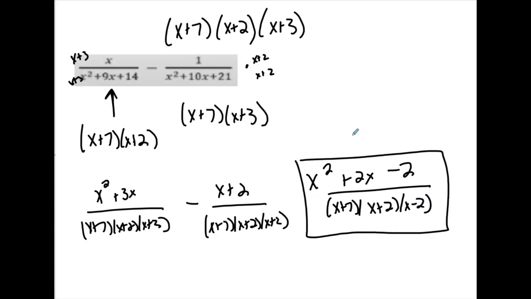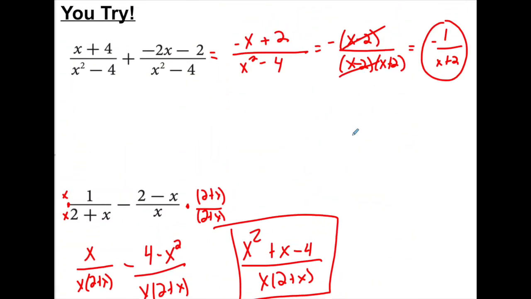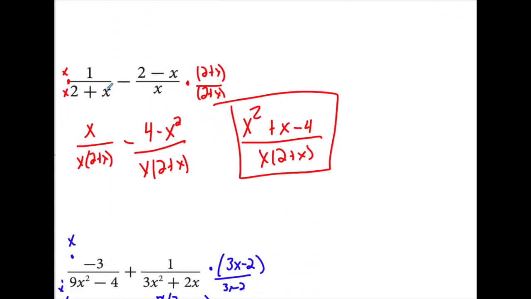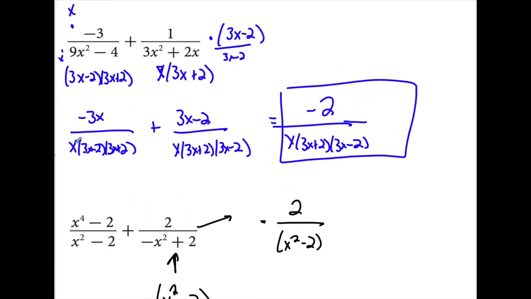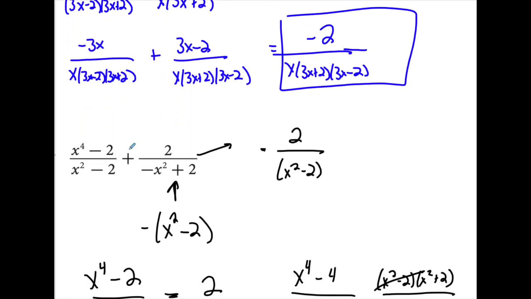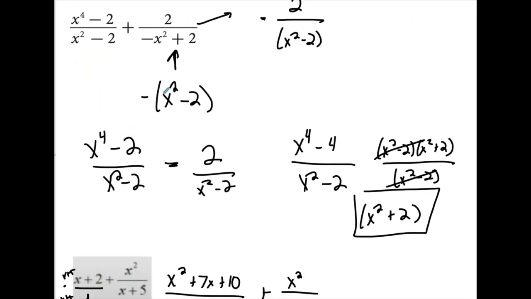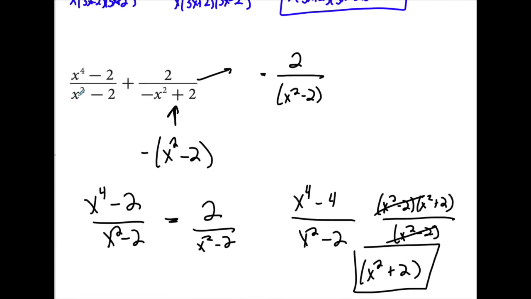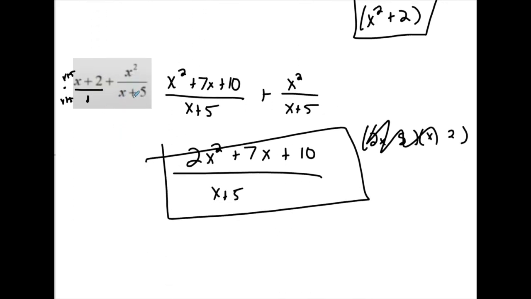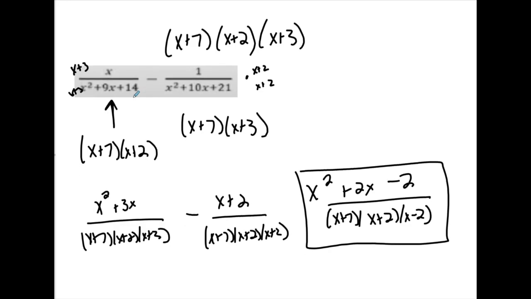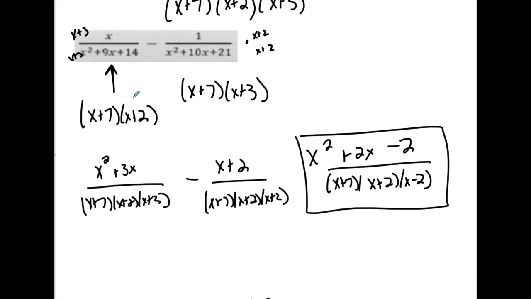Okay, excluded values. We can talk about those as well. So excluded values here would be 2 or negative 2, because those would make these denominators 0. Excluded values here, negative 2 or 0. Excluded values here, 0, 1/2, or negative 1/2. Here it would be the square root of 2, because that square root of 2 squared is 2. Here it would be negative 5. And here it would be negative 7, negative 2, or negative 3.